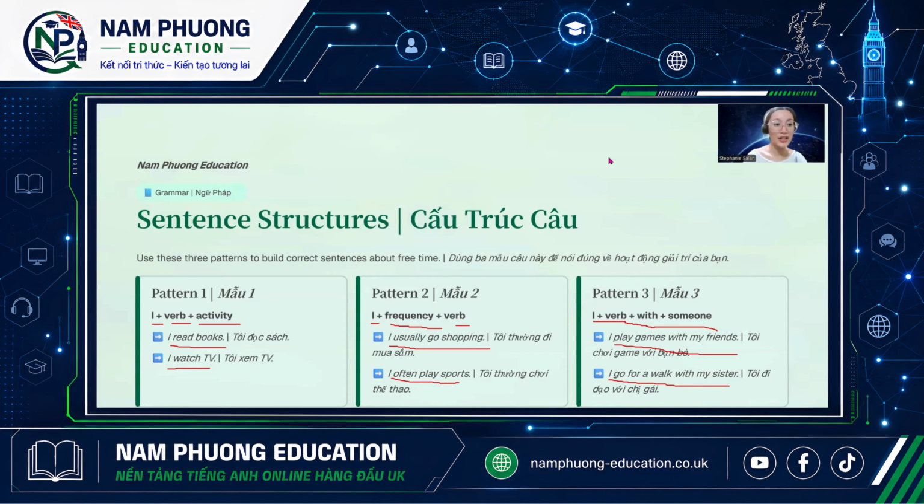Fun fact, you can combine all 3 patterns. For example, I often read books with my friend. Did you hear all the 3 parts? First, we have the frequency word, which is often, the activity, which is read books, and the person, which is my friend. This is a great sentence pattern to use in conversations.